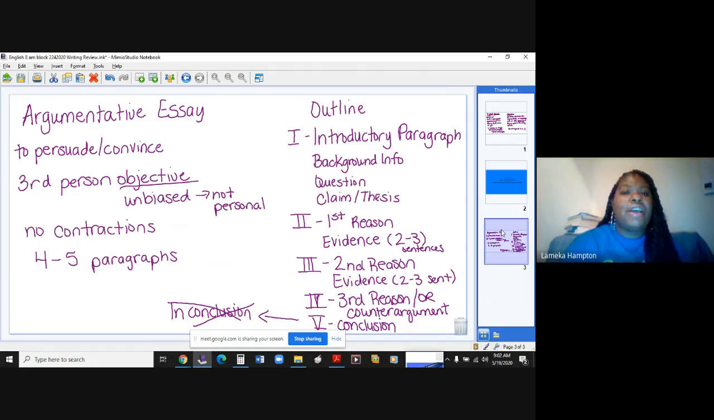However, if you are trying to obtain your GED, or if you are just trying to become a stronger writer and learn about the different types of essays and different types of formats, then you are definitely in the right place. Okay, so what I want to focus on is the argumentative essay.